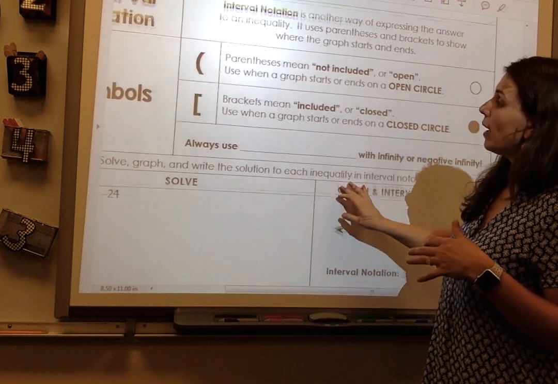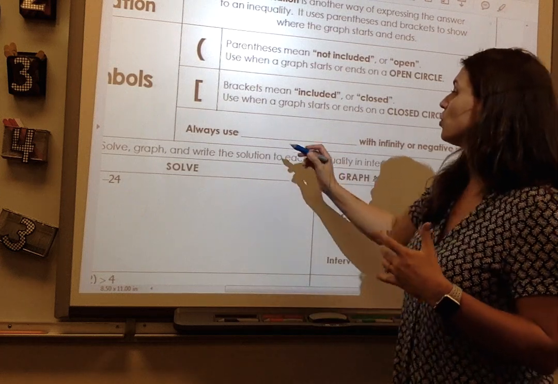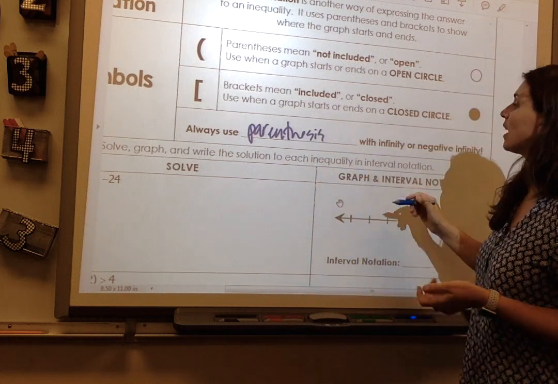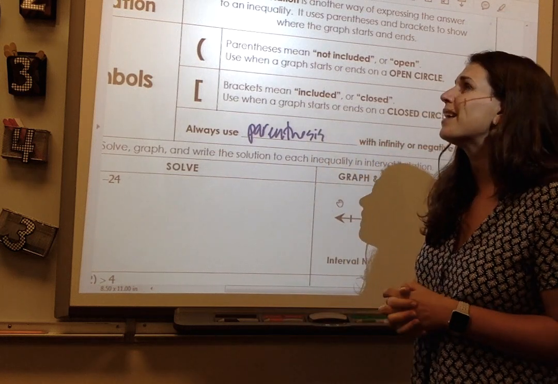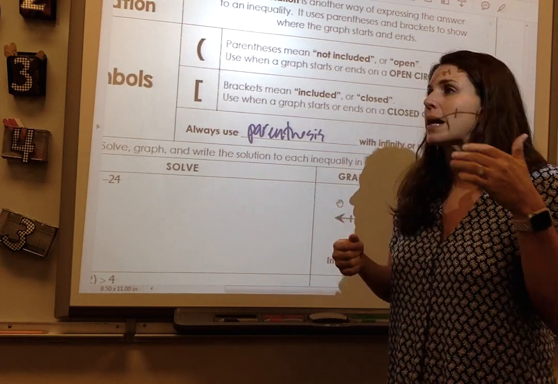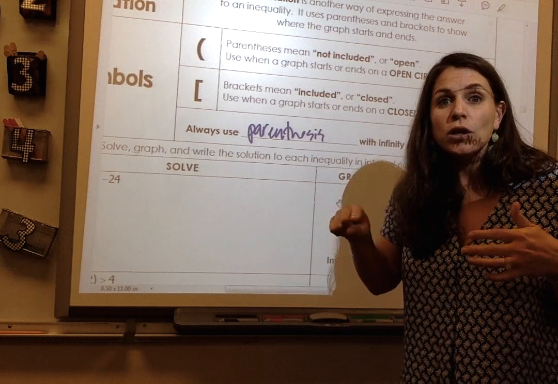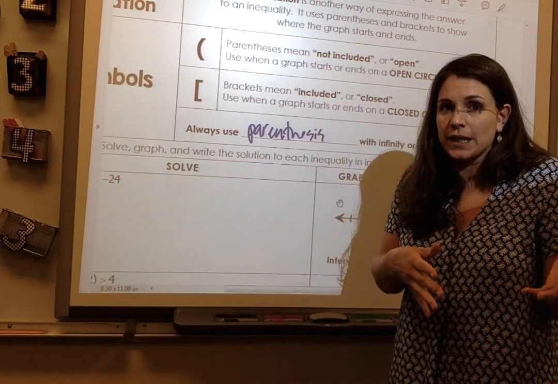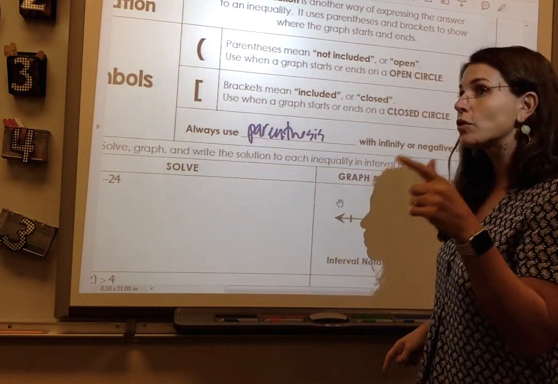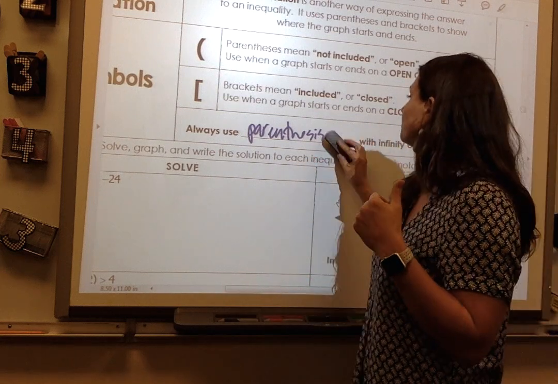One more thing on the notes to fill in before we get to an example is that we always use parentheses with infinity or negative infinity. And why is that? Because I can say that x is equal to 5, or x is equal to 3. But I can't say that x is equal to infinity. So it's never a bracket, it's never a closed circle, because we don't know what negative infinity is and we don't know what positive infinity is, because you can always add 1 or subtract 1. So parentheses is the standard when we include negative infinity or infinity.